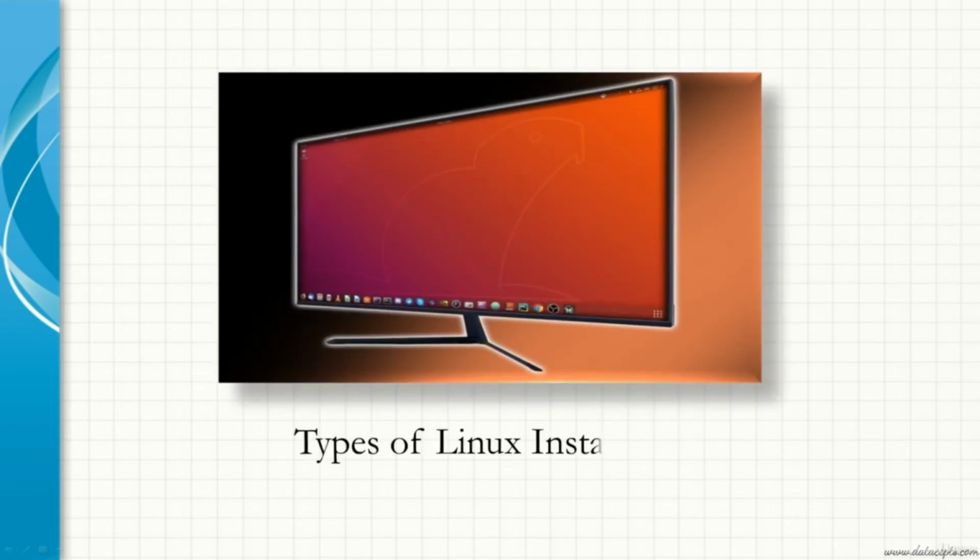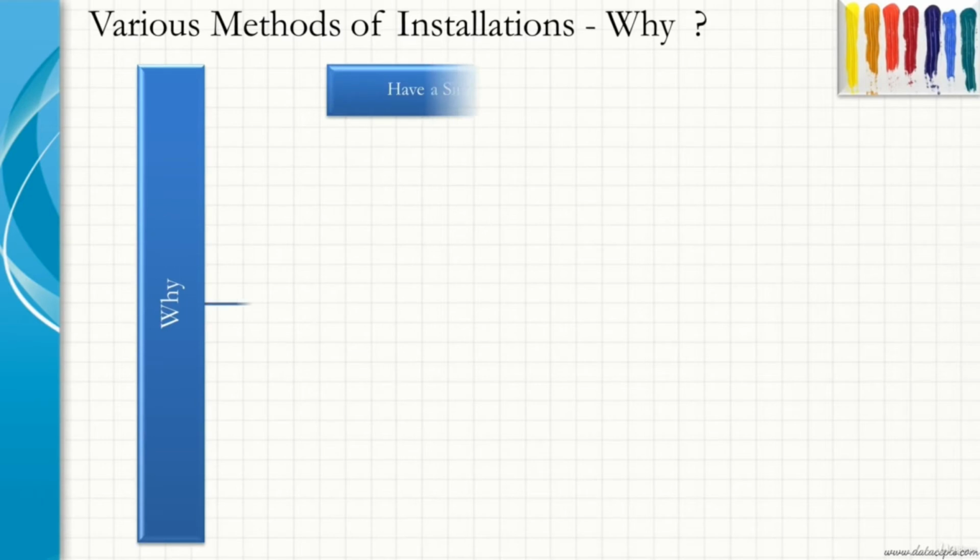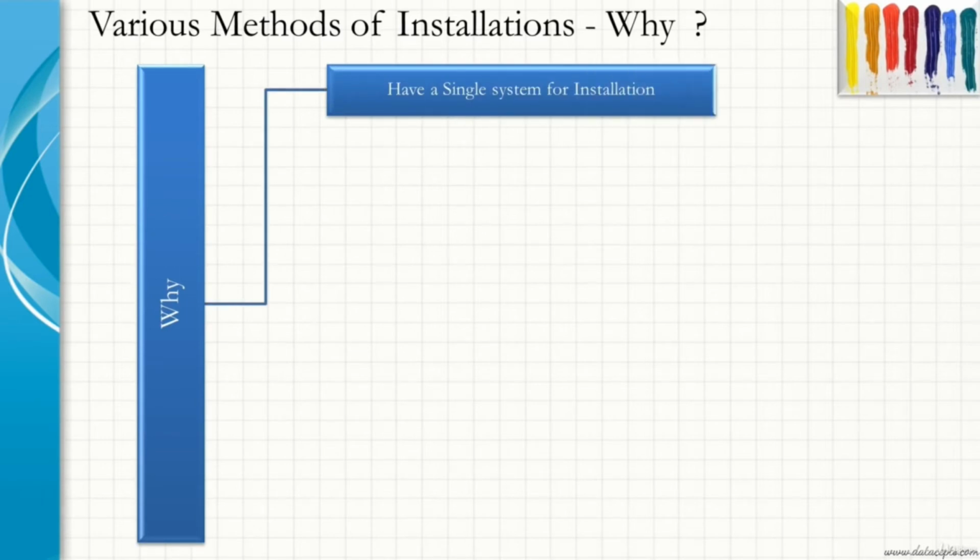Types of Linux installations. Linux has various methods or ways by which one can install it depending upon the scenarios. So without much ado, let's see what those scenarios are. Various methods of installations. Why? Here is the answer. If we have a single system for installation, this is just like an individual computer or a desktop for a home user, or for that matter a single node that is required for a small office.